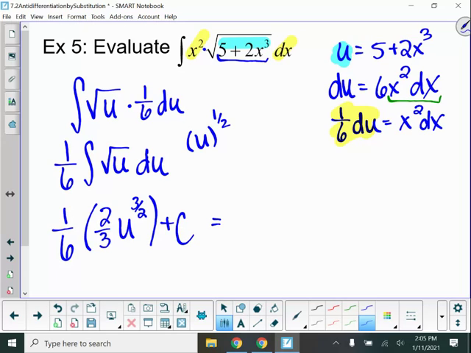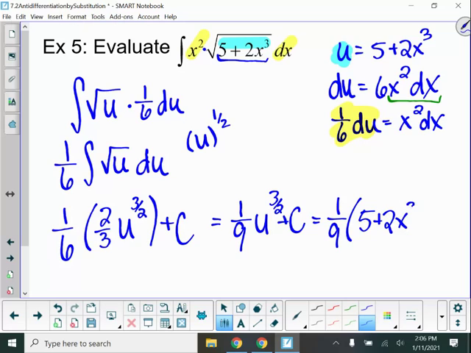So now I can multiply the 1/6 and the 2/3 together. That is going to equal 1/9 u to the 3/2 power plus c. That's all the simplifying I can do. The only thing left to do is plug in the 5 plus 2x to the third for the u value. So this is 1/9 times 5 plus 2x to the third to the 3/2 power, and then plus c.